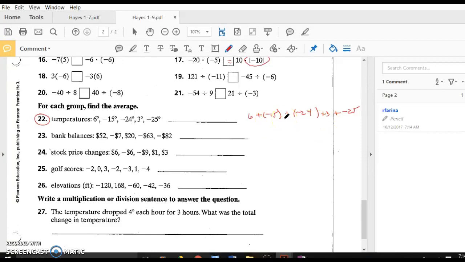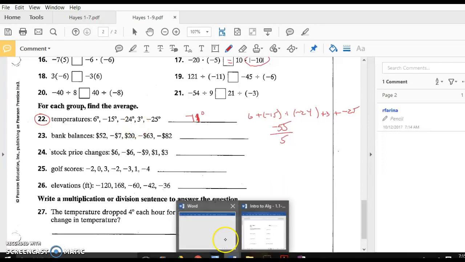Is that correct? Let's see here. 6 minus 15 minus 24 plus 3 minus 25 gives you -55. And when you divide that by 5, the average temperature is -11 degrees. You had -11.2. Like I said, it was some little arithmetic mistake. No big deal. So on this worksheet, you had a 23 out of 27. Nice job. So let's go take a look at your quizzes.